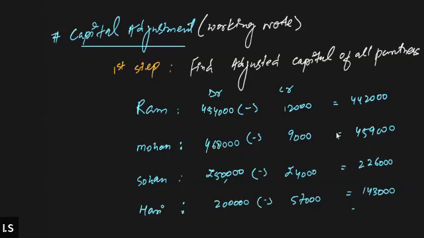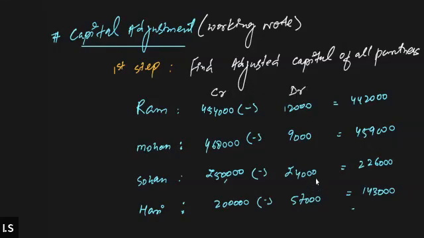Capital adjustment requires 3 steps. Number 1 is to find out the adjusted capital, subtracting the debit side balance out of the credit side. No, this is the debit side. This is credit side. Credit side minus the debit side.